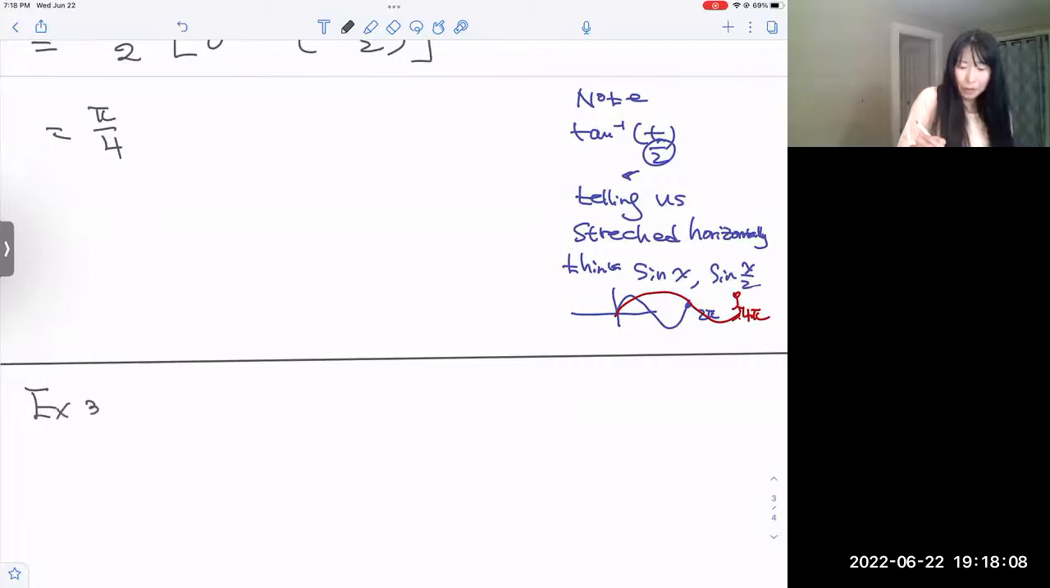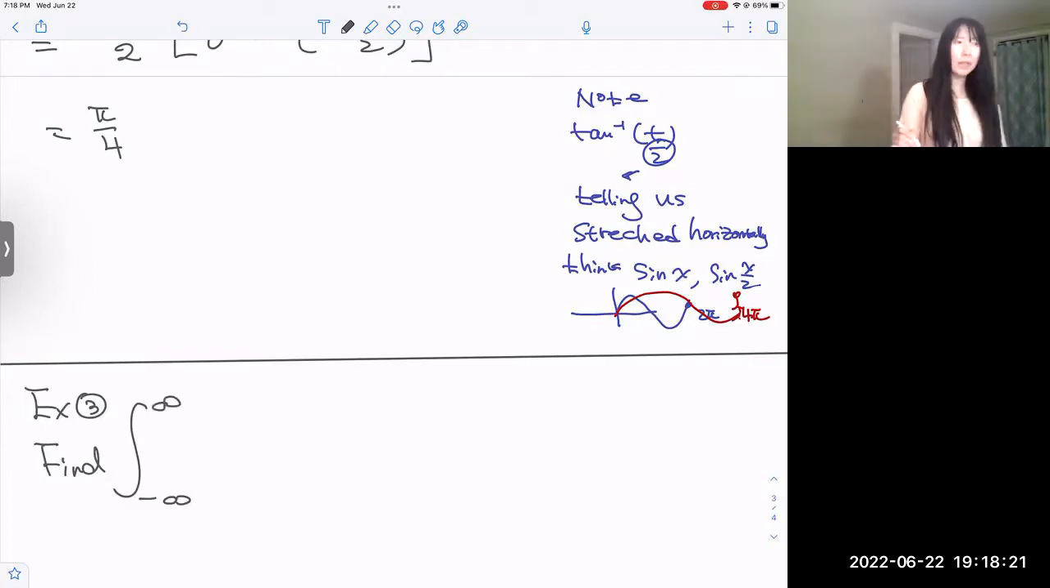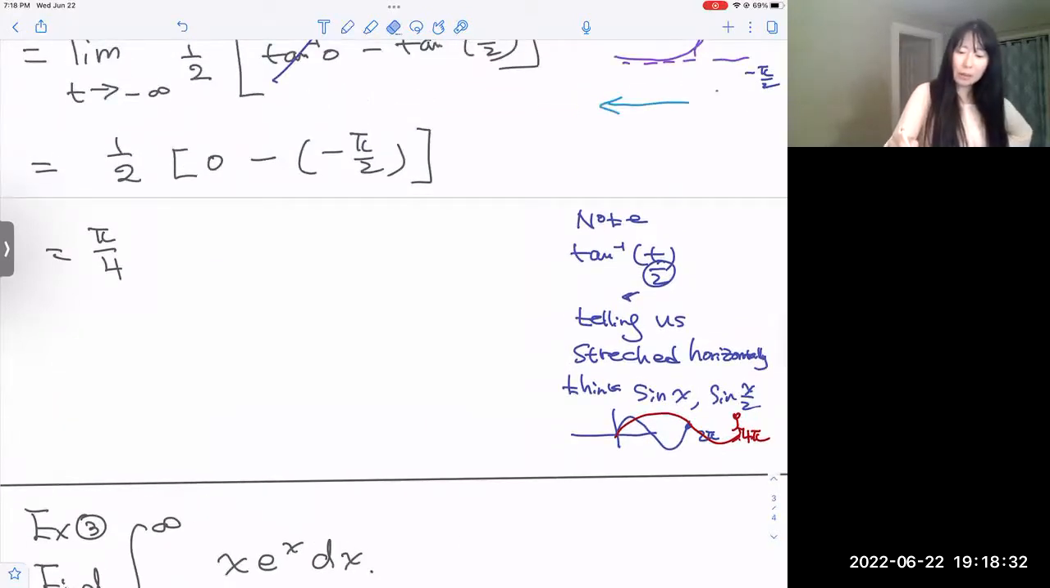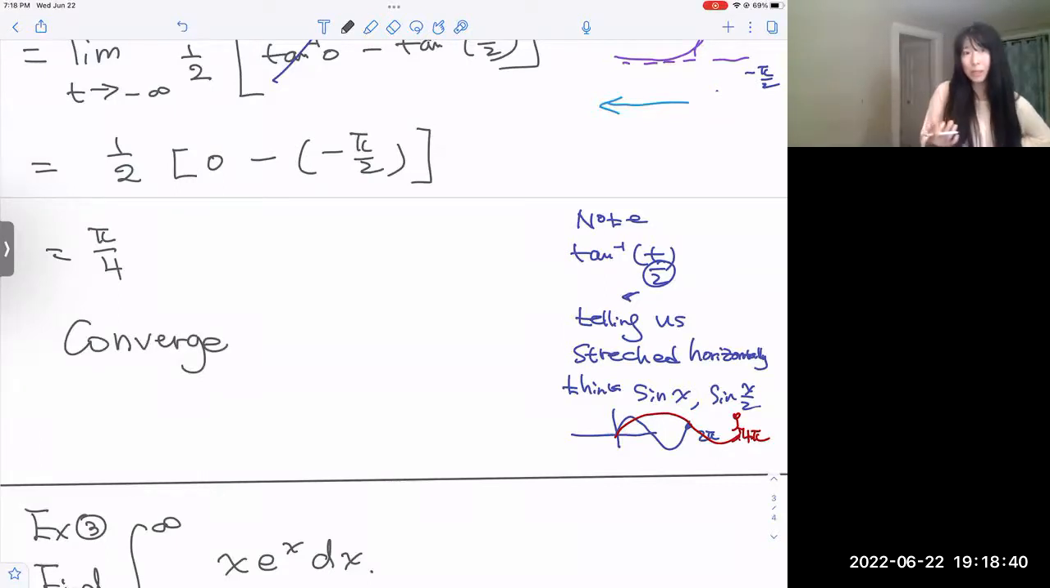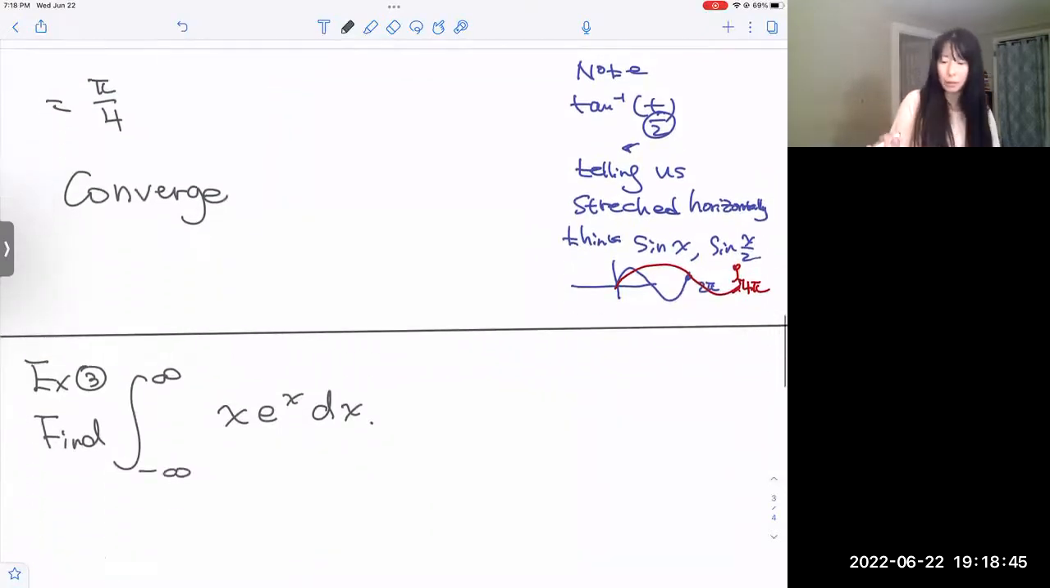Example number 3: we have the integral from negative infinity to positive infinity of x e to the x dx. Same thing: state whether this converges or diverges. We said the previous one converges because we get a number, so the limit exists. The limit approaches pi over 4, so it converges.